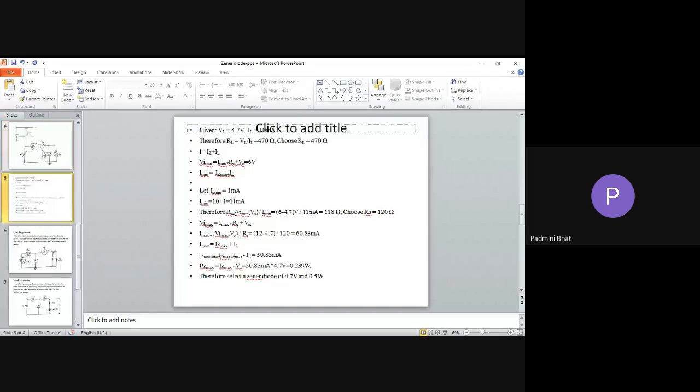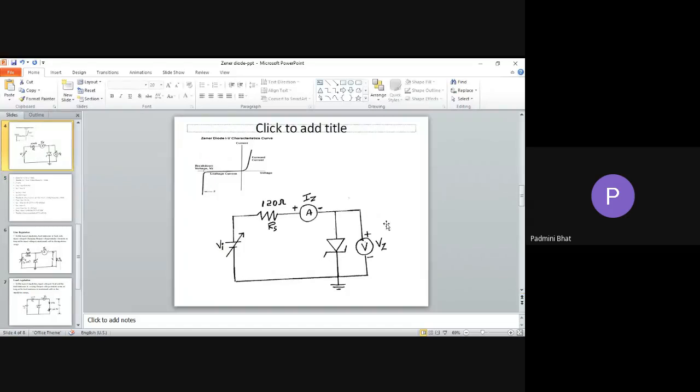Okay, let me continue this. The design part we will do later. That is for the line regulation.